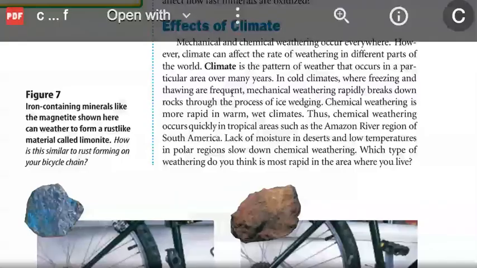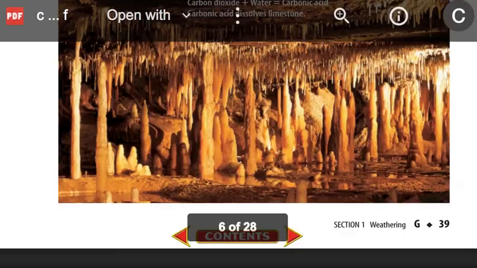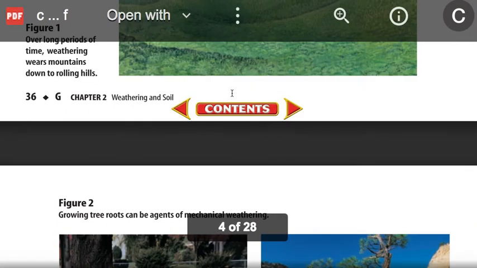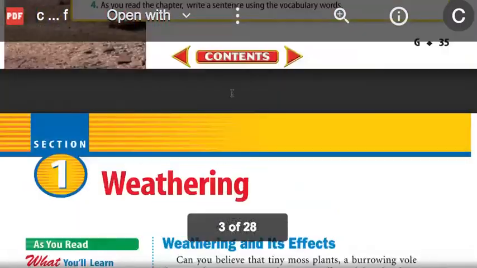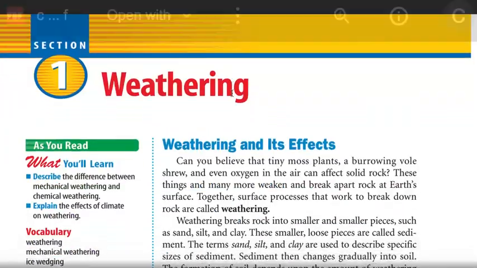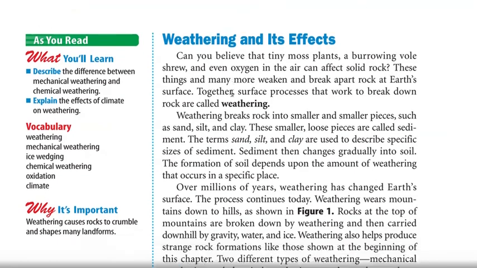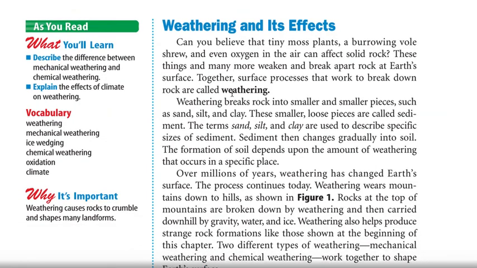Well, that wraps up this reading of Section 1 of Chapter 2. This has been weathering. After you've read this, you should be able to describe the difference between mechanical and chemical weathering and explain the effects of climate on weathering. Here's your vocabulary: weathering, mechanical weathering, ice wedging, chemical weathering, oxidation, and climate.